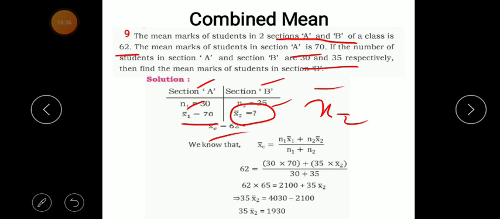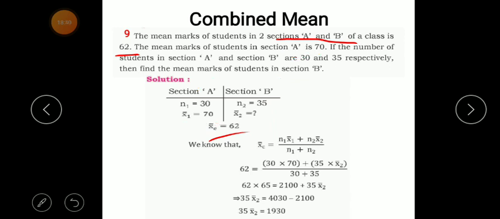This is what you have to find out. Okay, so with the data you are given, I think it is clear. The first step in statistics is always to write the data clearly, so that you know what is given and what is not given, and then use an appropriate formula.